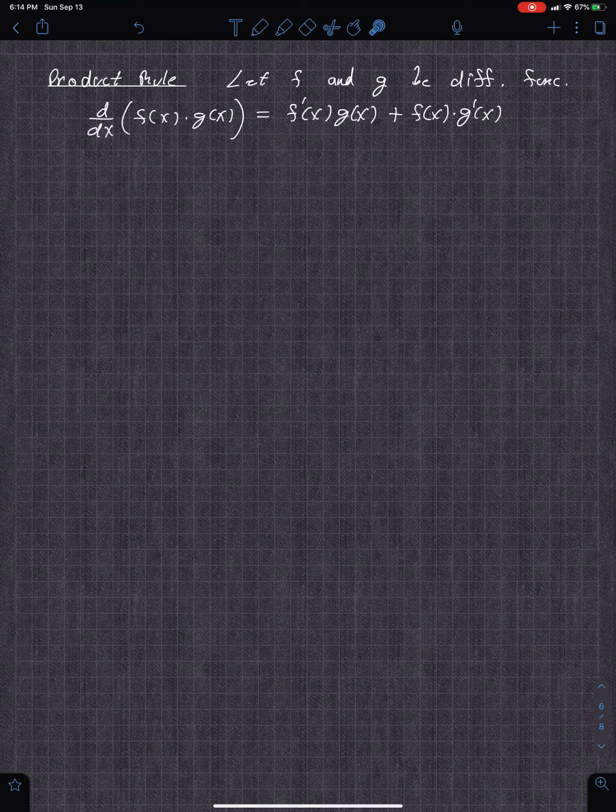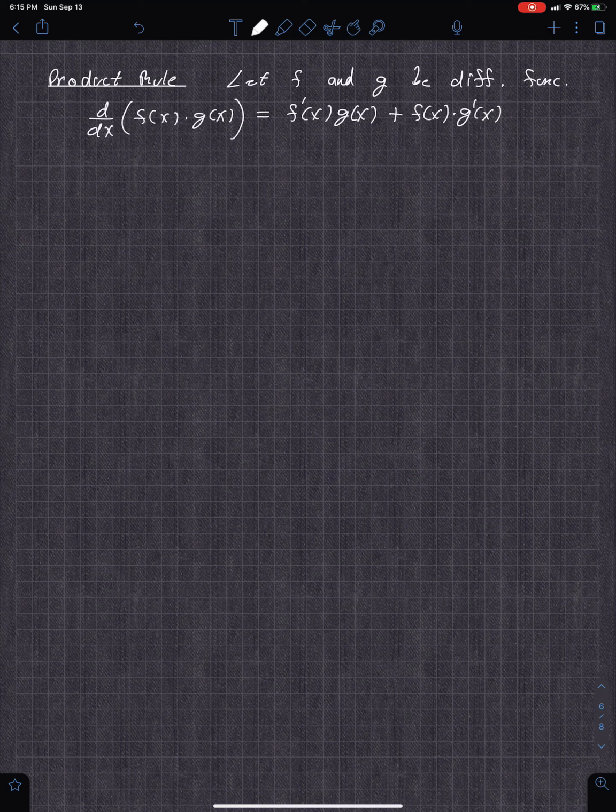It may be, by the way, that the book has these in a different order, but it doesn't matter because you have a commutative property of addition. I like this order better, so whatever function you see here, right off the bat, you can take its derivative. So you do derivative of the first times the second plus the first times the derivative of the second. Okay, that needs to be ingrained in your head, what I just said.